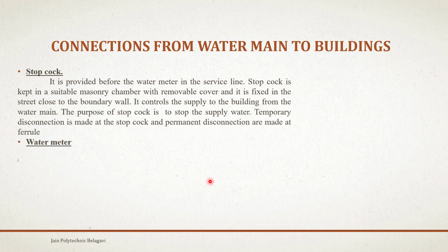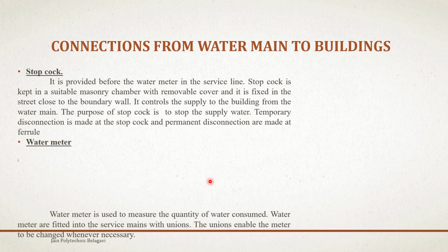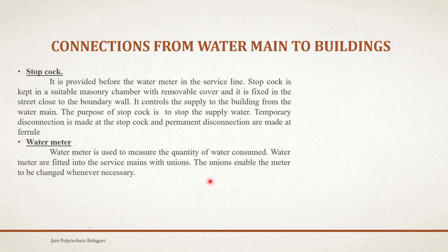Next, the water meter. It is next to the stopcock and is used to measure the quantity of water consumed. It might be daily, quarterly, monthly or yearly. Water meters are fitted into service mains with unions. The unions enable the meter to be changed whenever it is necessary.